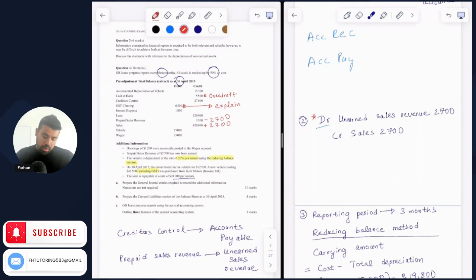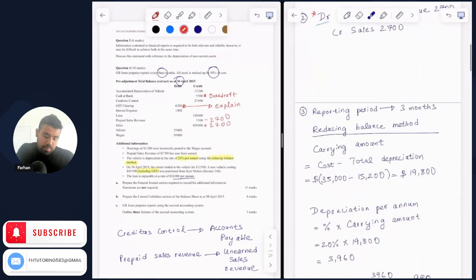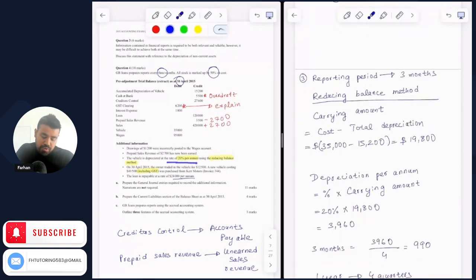All right, so let's move to the third additional information now. The vehicle is depreciated at a rate of 20% per annum using the reducing balance method. All right, so using the reducing balance method, if you are to calculate depreciation, we first need to find the carrying amount. So how do we find the carrying amount? The carrying amount is equal to the cost minus the total depreciation, which is also known as the accumulated depreciation. The asset that we are working with in this case is the vehicle.